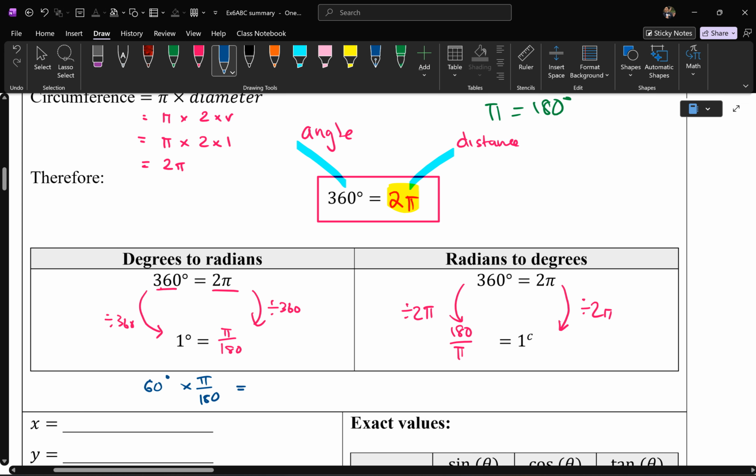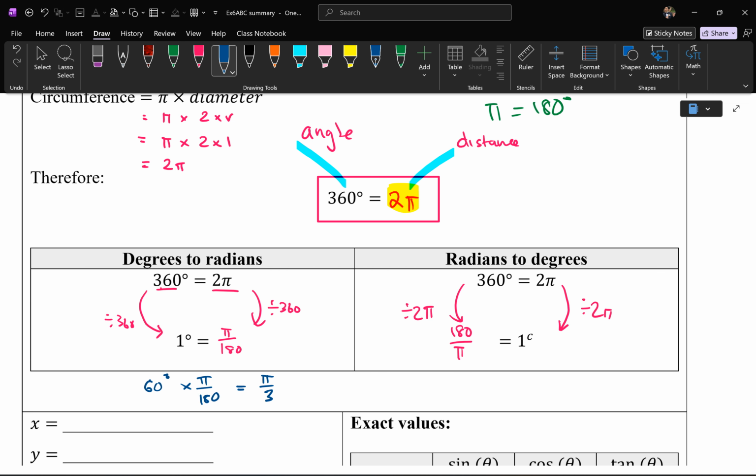60 and 180 cancel out. That's why you end up with pi over 3. Okay? And then same thing with radians. If you want to convert radians to degrees, times by 180 over pi, and then you would work it out as well. So if I gave you 3 pi times 180 over pi, the pi's cancel out, and then 3 times 180 is 540.